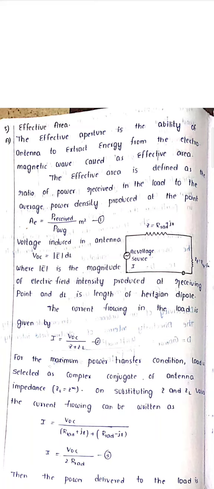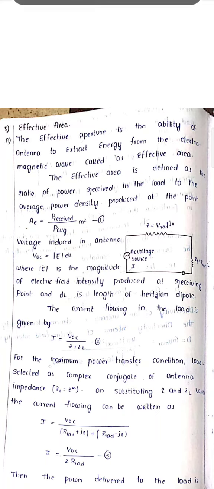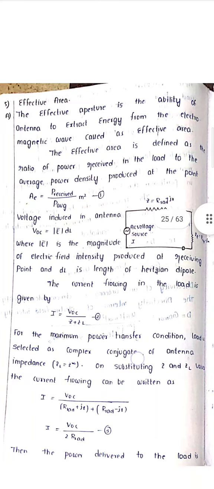Effective aperture is the ability of an antenna to extract energy from the electromagnetic wave, called the effective area. So, the effective area is defined as the ability of an antenna to extract energy from the electromagnetic wave.